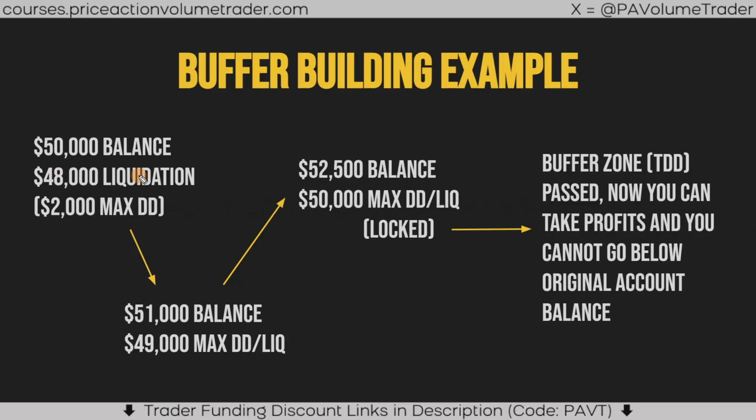Again, we're talking about a funded environment. Let's say on the first day you had a good day and you make $1,000, and now your balance is $51,000. Your max drawdown or liquidation is going to trail up $1,000 as well. Then let's say on day two, you make $1,500 more in profits, so you finish the day with a $52,500 balance, and that means your maximum drawdown of liquidation is now going to be locked in.